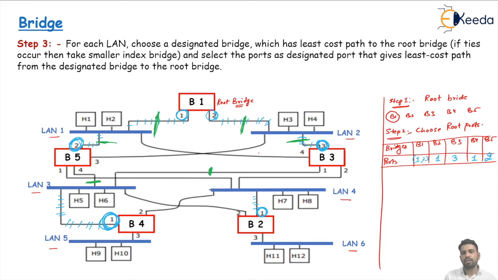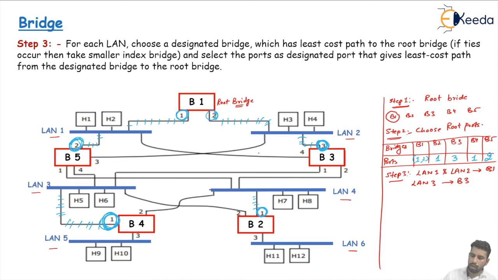Again there is a tie, then we will go for the lower index bridge. So we will choose bridge number 3 as the designated bridge for LAN number 3. Step 3: for LAN 1 and LAN 2, our designated bridge is bridge number 1. For LAN number 3, our designated bridge is bridge number 3.